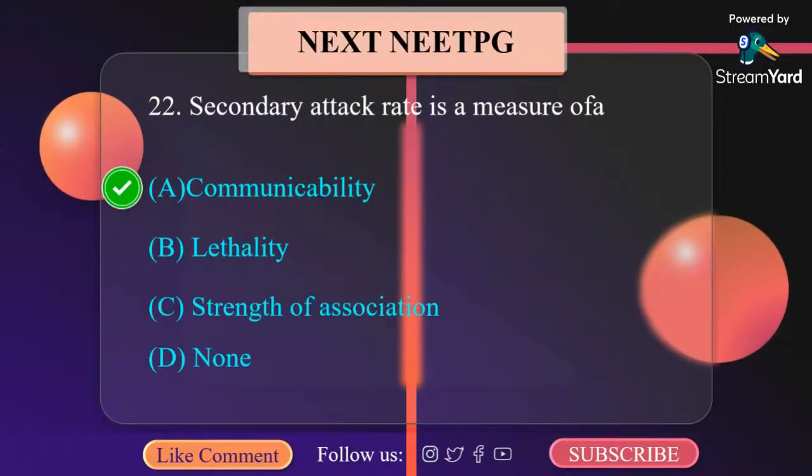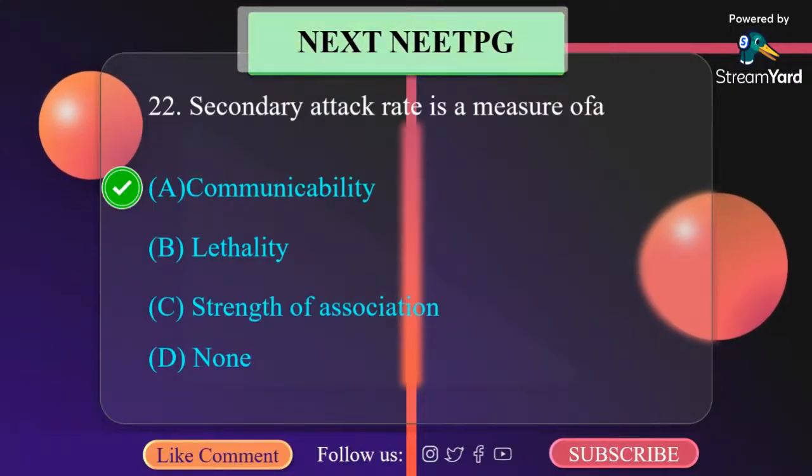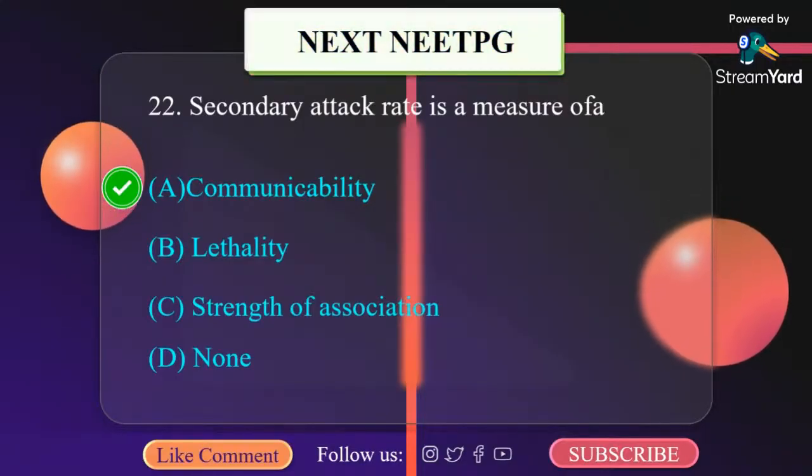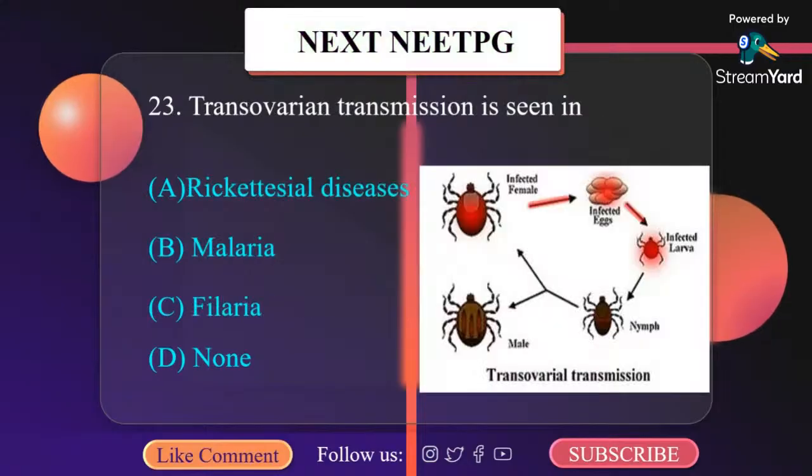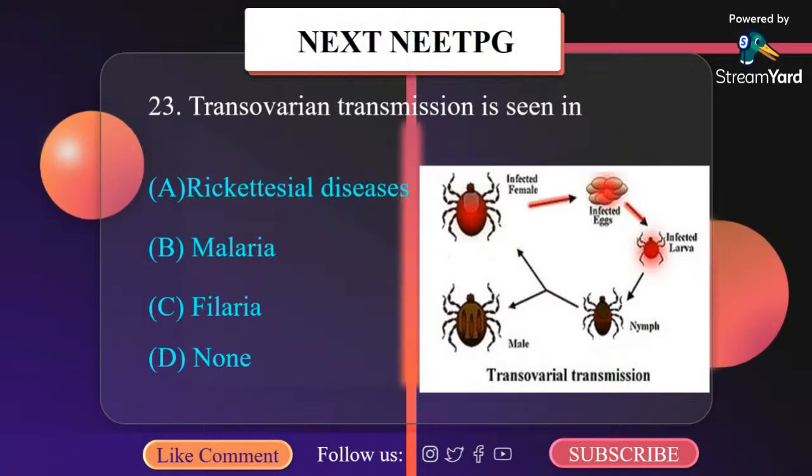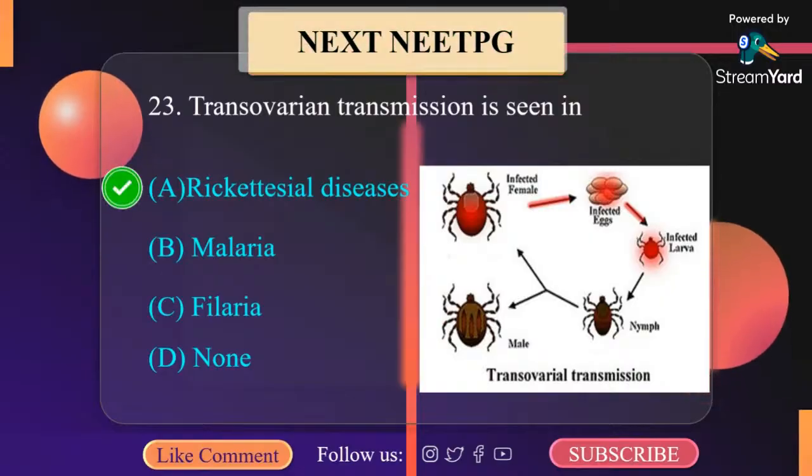Secondary attack rate is a measure of A. Communicability, B. Lethality, C. Strength of association, D. None. It is communicability. Transovarian transmission is seen in A. Rickettsial disease, B. Malaria, C. Filaria, D. None. It is Rickettsial disease.